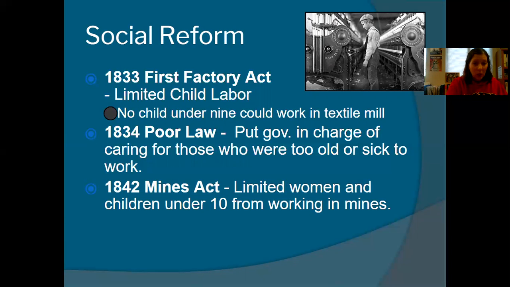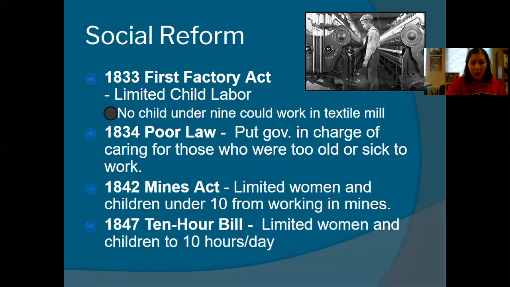In 1842, they passed the Mines Act, and that limited women and children from 10 years and under working in the mines. Okay. In a further effort to regulate working hours, Parliament passed the 10-hour bill, okay, and that was in 1847. And this limited women and children to only working 10 hours a day in whichever industry they were talking about. So whether that was the mining industry or textile industry in the factories, that was the limit.